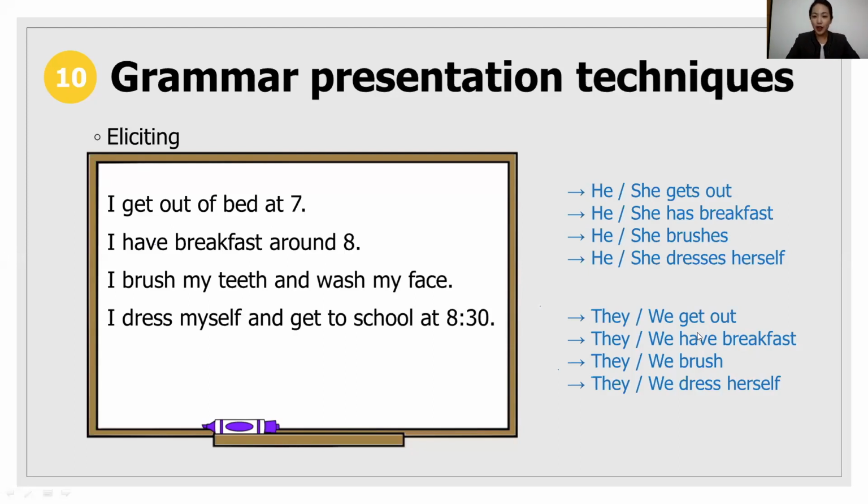So you can ask your students lots of questions. What about your partner? What about your friends? And your students can explain about their friends. He brushes his teeth around 9. 9, isn't it late? So you can ask lots of questions to your students. And when they're using this target grammar, if they are incorrect, try to help them correct the grammar.